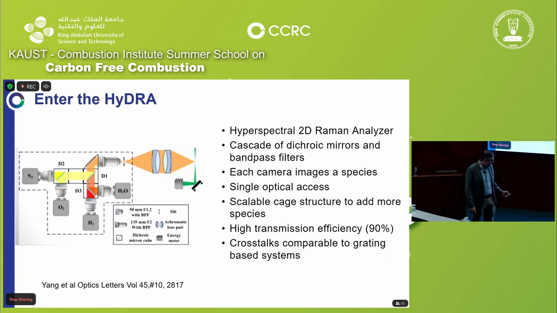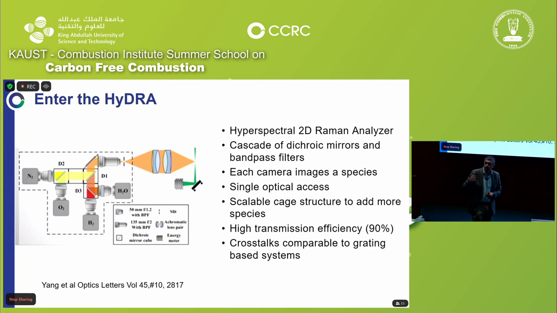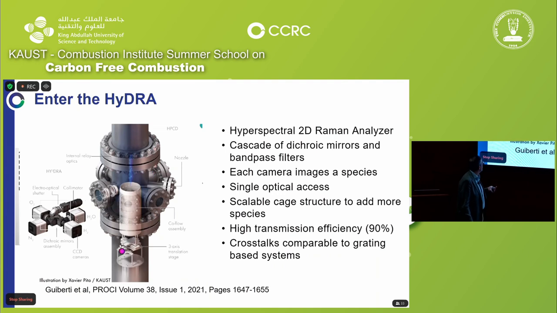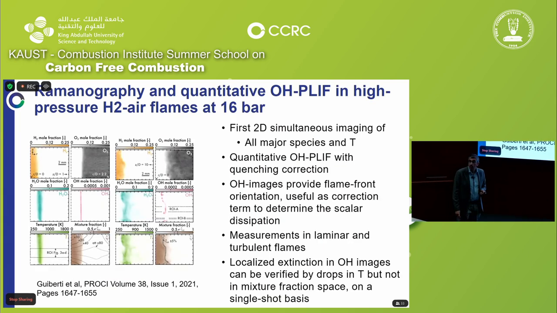The implementation was fairly easy, what we call the Hydra. It's a cascade of dichroic mirrors and bandpass filters. So the concept is these Raman channels, we don't generate them with the spectrometer, but we generate them with a combination of dichroic mirrors and filters so that on each camera we're imaging one of these Raman channels. We apply this to our high pressure combustion duct that many of you saw yesterday. The transmission efficiency for this system is very high, 90%. The crosstalk is no different than in a conventional Raman system. And again, we only have one optical axis, so it's not really a major complication from the collection point of view.